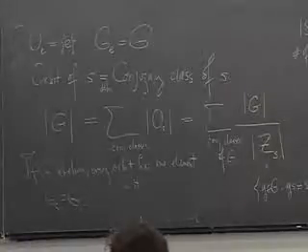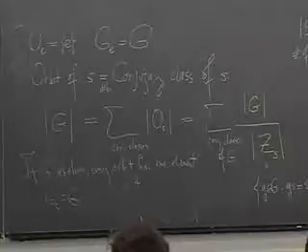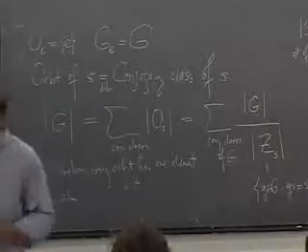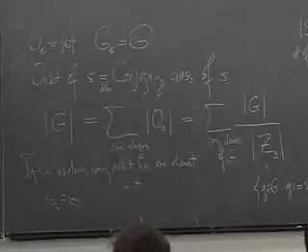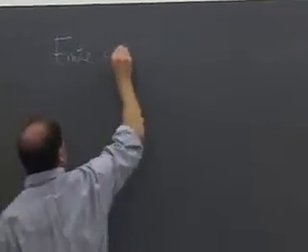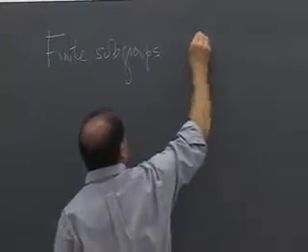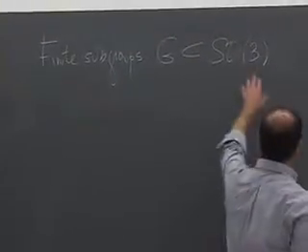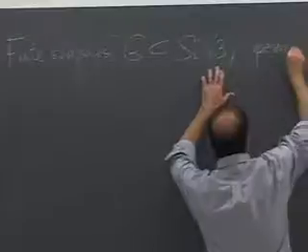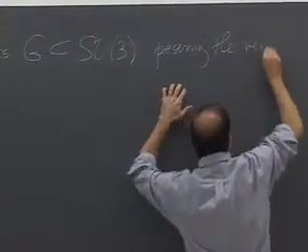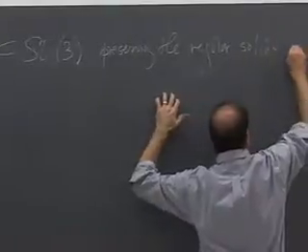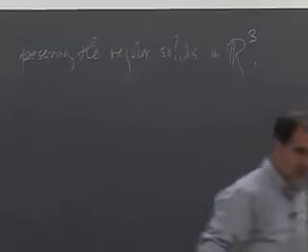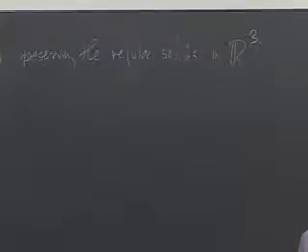And saying, well, let's suppose we knew all about the orbits. Can we get the group back? So I'm going to do this for you in a famous problem of the groups that preserve the regular solids in R3. So we want to take a look at finite subgroups G inside of SO3, the orthogonal group on 3 dimensions, preserving the regular solids in R3. We're going to come back to this a little bit more, but we'll start with it today.